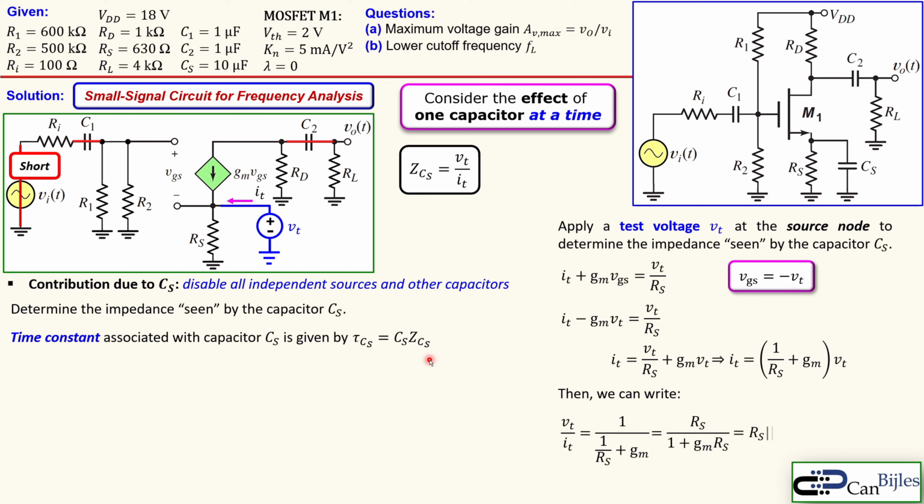which is the ZCS. You can also see that in a little bit different way, because this is the parallel combination of RS and 1 over gm, sort of the two resistors in parallel. This is more convenient and also handy to remember.